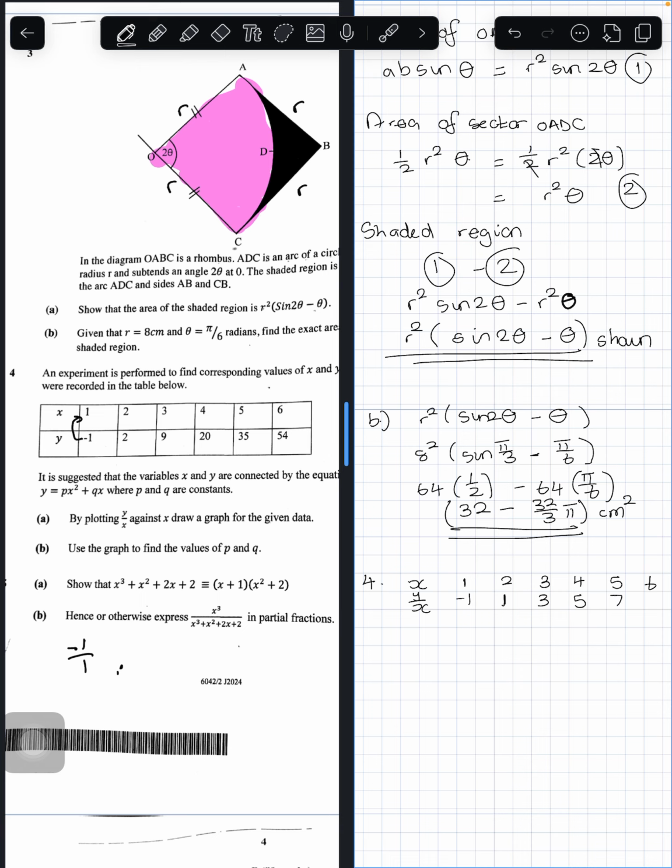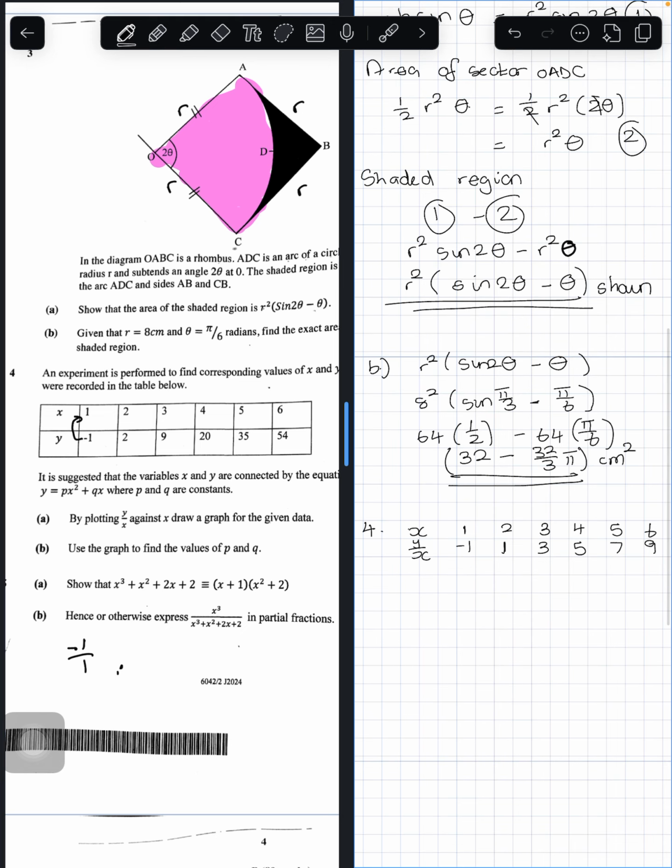Then the next one, 54 over 6, it's 9. Right, so this is what is required of us. So let's quickly draw our graph.